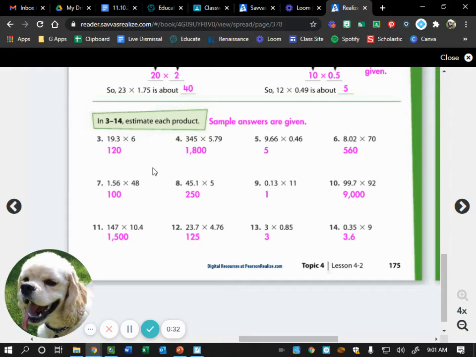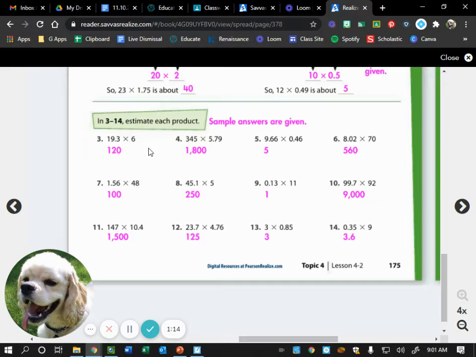So number 3, they had 19.3. What you could have done, or what I think most of you did, you look at the largest place value, which would have been the tens place. You looked at next door, it's a 9. That's 5 or more, so we add 1 more to the 1 to make it 2. Everything else becomes 0. So 19.3, most of you probably rounded to 20. And then you probably kept the 6 the same, and that would have gotten you 120. Now, if you rounded 19.3 to 20 and then turned the 6 into a 10, you may have gotten 200, because that would have been 20 times 10.